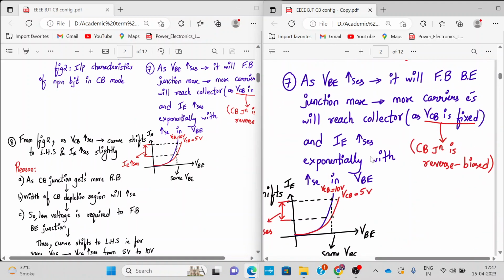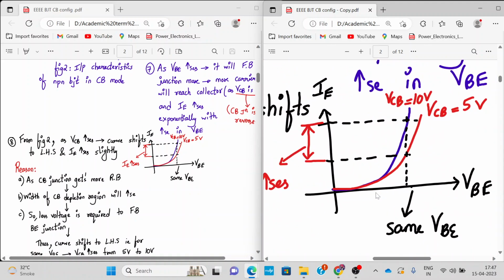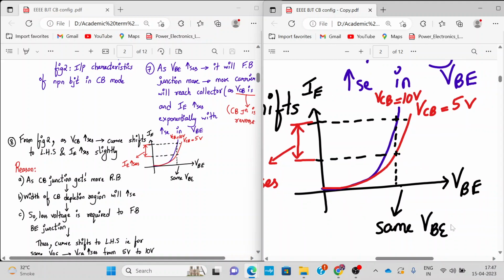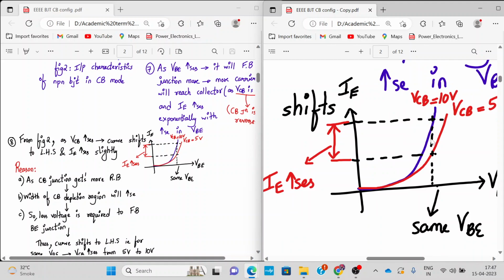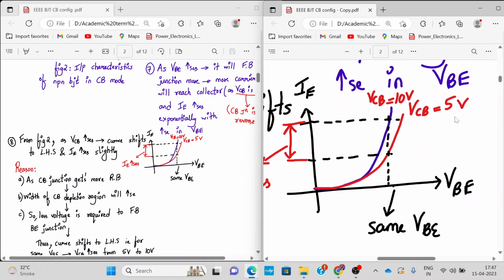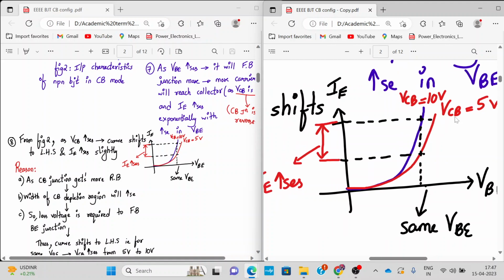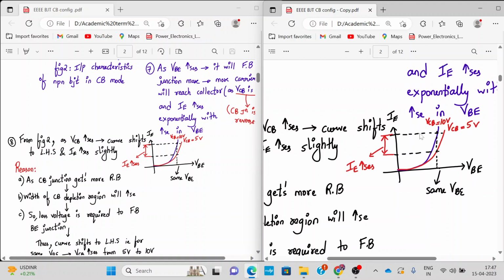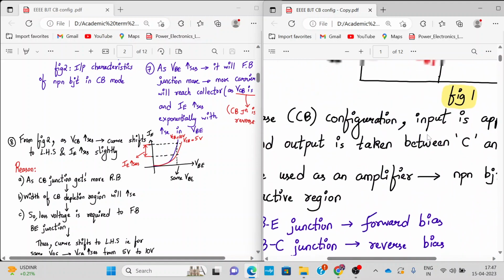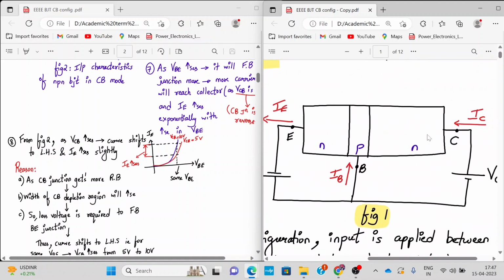As you can see very clearly, for the same value of VBE, the IE value is increasing for different constant values of VCB. So we'll try to address this question now: why, as you increase the value of VCB, does the curve shift to the left hand side and IE increase slightly? Let's try to understand it with the help of this structure.